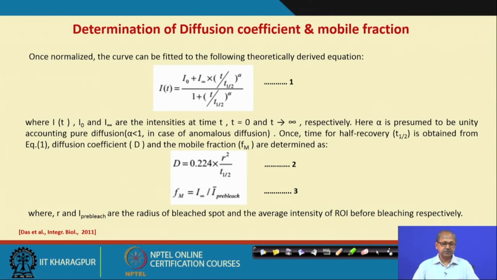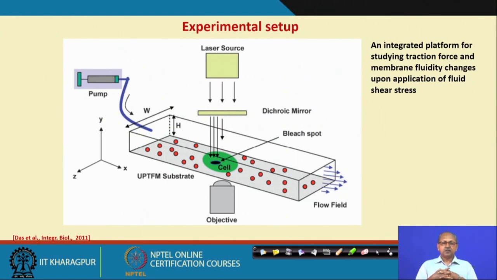In the next experiment, a setup is necessary where we can integrate at least three phenomena. One is fluid flow for the generation of the wall stress, and a PDMS layer embedded with fluorescent beads for measuring traction force. Cells are attached, then we are labeling the cell membrane with DIO fluorophore, and a laser source we are using for measuring FRAP. The whole setup will be placed on the microscope stage, then we are measuring it. So, this is an elegant integrated system to measure FRAP with respect to flow.